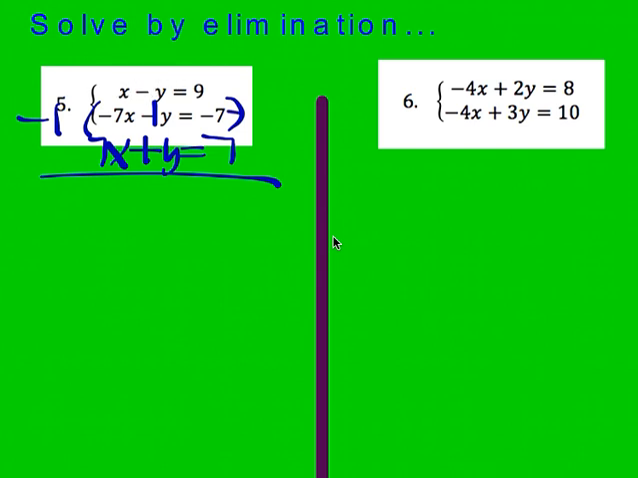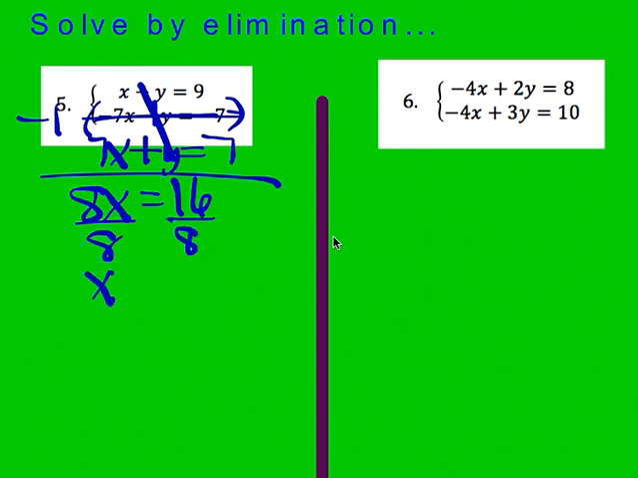So really I'm just going to ignore this version now, okay? So then I'm going to have x plus 7x, so that's going to give me 8x. My y's are going to cancel, and 9 plus 7 is going to give me 16. So I can divide both sides by 8, and I get that x is equal to 2.